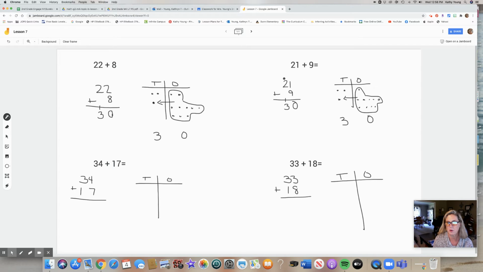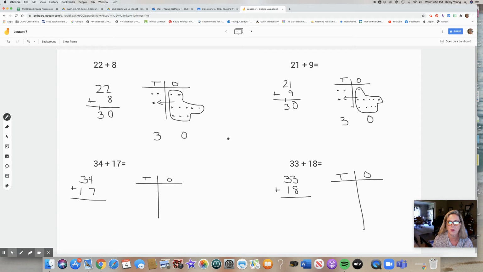Some people like to put their 1 up here at the top. That's fine too. This way, sometimes as you get older and there's bigger numbers, there's a lot going on up here at the top. So sometimes just putting it here keeps it more organized where you don't lose that 10 that you moved. Okay, so those are pretty simple because we just had an even 10.